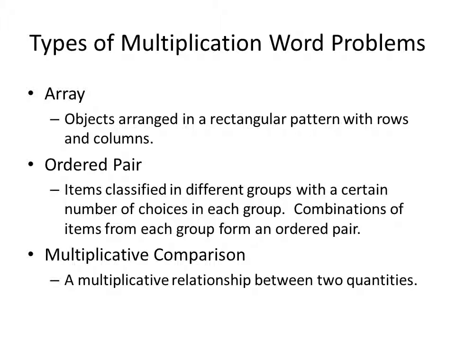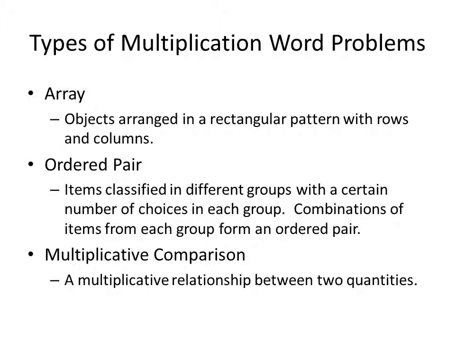In an array problem, we have objects that are arranged in a rectangular pattern. So we have rows and columns with an equal number of items in every row and an equal number of items in each column. I often think of an egg carton when I think of an array problem. We have 2 rows of 6 columns of eggs. Altogether, we have 12 eggs in the carton.